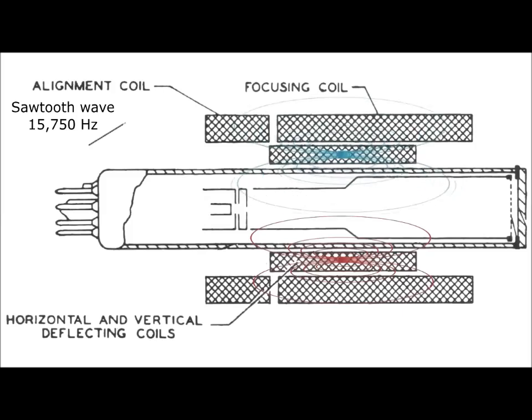To achieve horizontal scanning, one set of coils was energized with a sawtooth wave with a frequency of 15,750 Hz. That moved the beam left to right gradually across the screen in about 63 millionths of a second, followed by a quick snap back to the left of the screen to scan the next line.